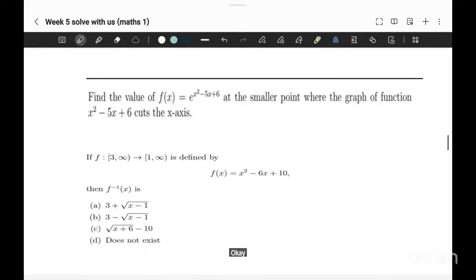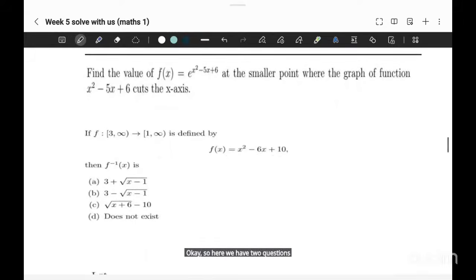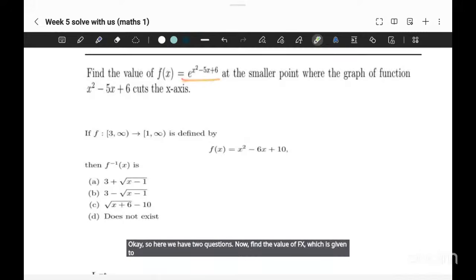Okay. So here we have two questions. Now, find the value of f of x, which is given to be e raised to the power x square minus 5x plus 6, at the smaller point where the graph of the function cuts the x-axis.